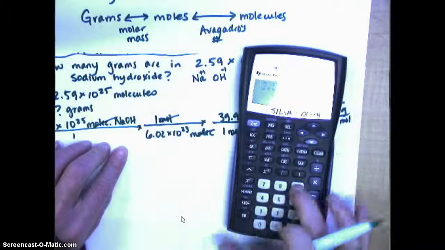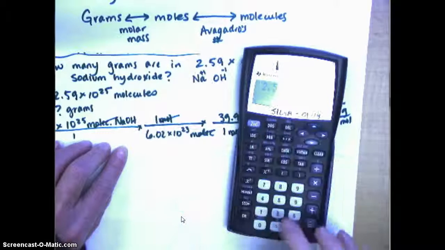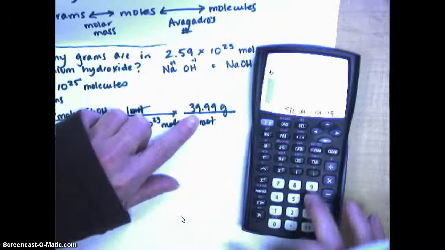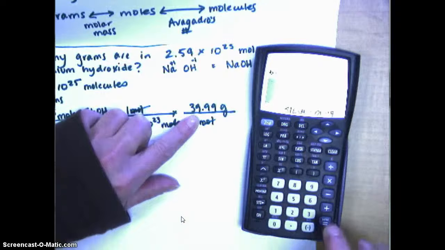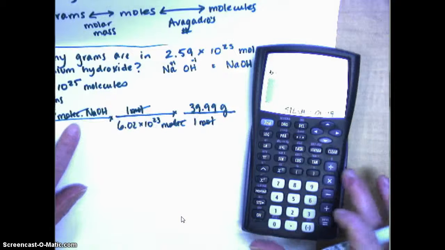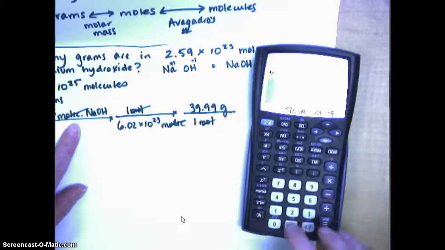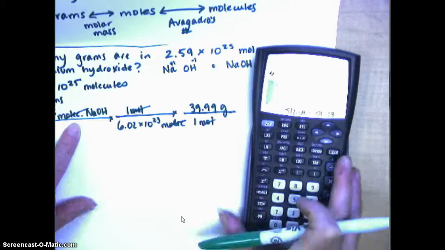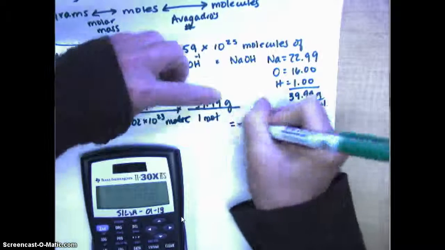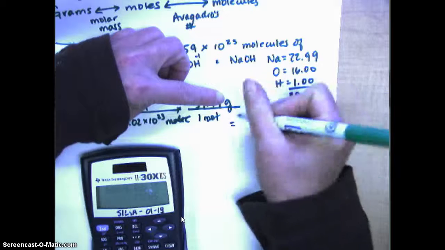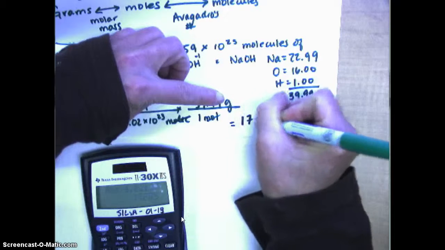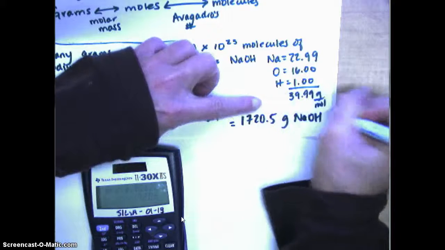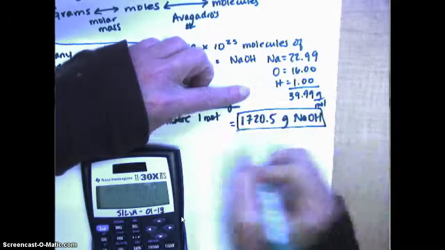So 2.59 second EE25 times 39.99 equals, and then that answer divided by 6.02 second EE23, enter. So it looks like we're going to have 1720.5 grams of sodium hydroxide, which is quite a bit. It can do some damage.